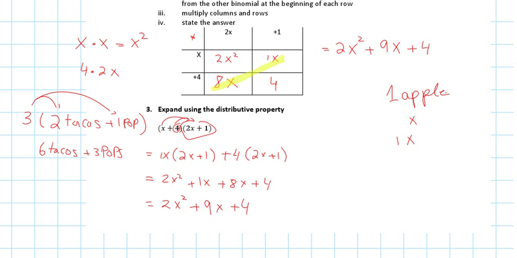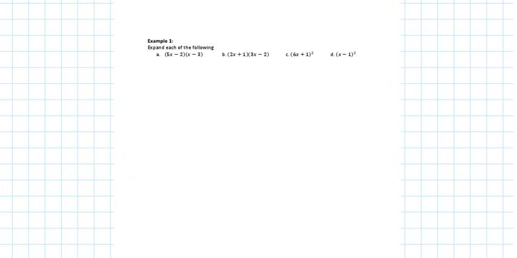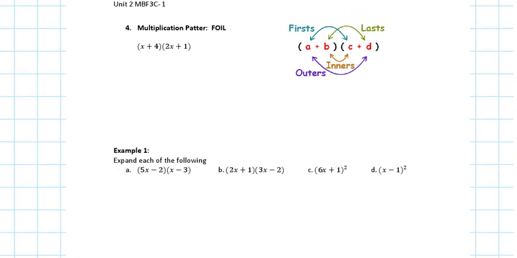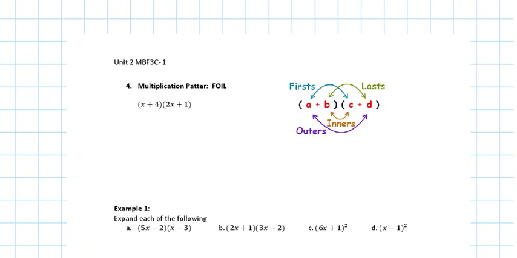Okay, now let's look at the method that I will be using all the time, and the method is called FOIL. So you're gonna hear me refer to this method. When I say FOIL, you know what I'm talking about. Okay? So, FOIL is an acronym for the following. It's an acronym for first, outer, inner, last.